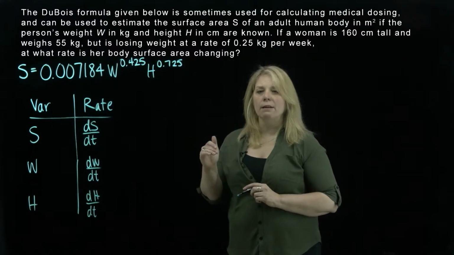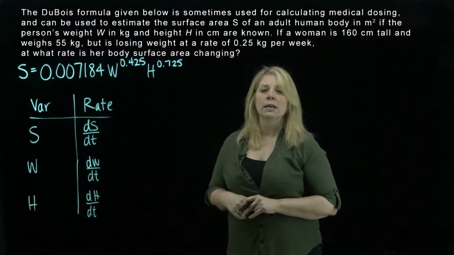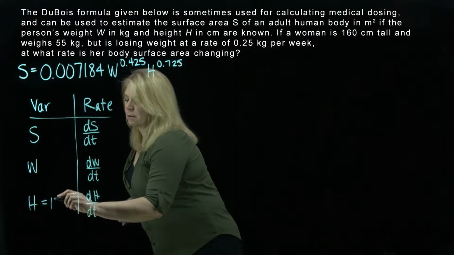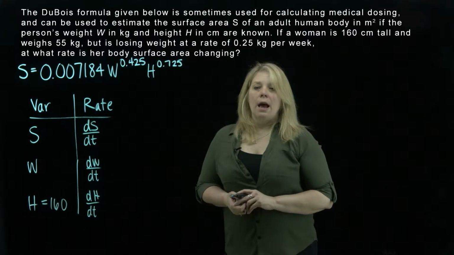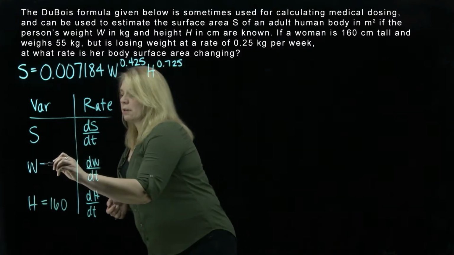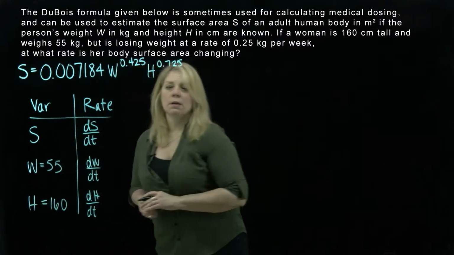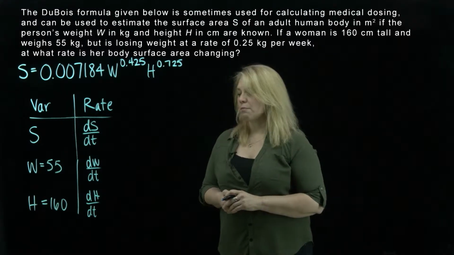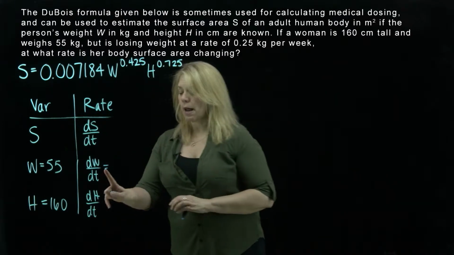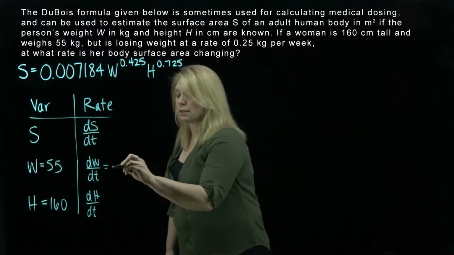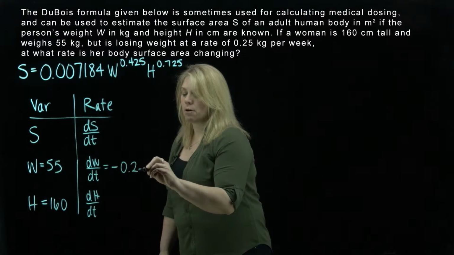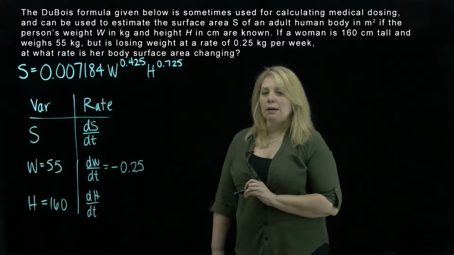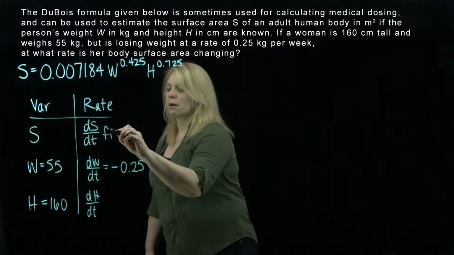And then if we read the other information that gives the numerical values here, it says that the woman is 160 centimeters tall, so that's our height. And weighs 55 kilograms. Losing weight at a rate of 0.25 kilograms per week. So since she's losing weight, we've got a decrease in W, so this is a negative rate of change, negative 0.25 kilograms per week. And we're supposed to find the rate at which the body surface area is changing. So this is what we want to find.